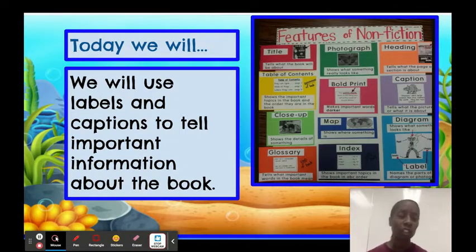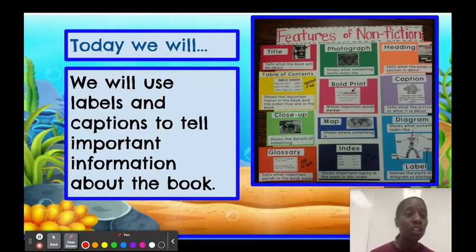Now, one of the things I want you to know, scholars, is that when we're reading a nonfiction book, there are features of a nonfiction book. And a feature can be a table of contents, and we learned about that yesterday. We used our table of contents. Also, a title, heading, photographs, and I'm just going to get my pen out here. So today we're learning about captions and labels. And they're very important because they give us more details about the text.